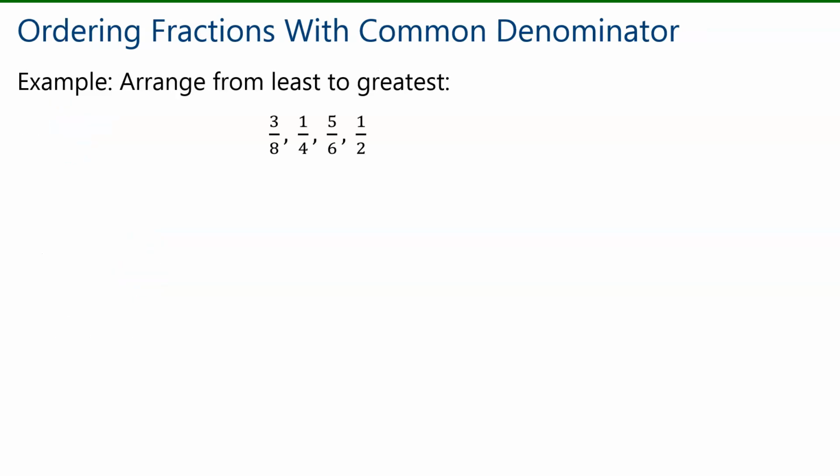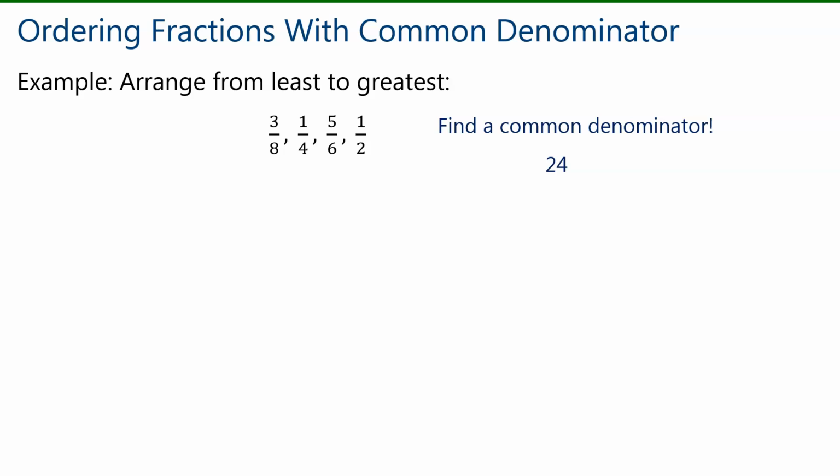Now for this last example, we have to arrange these fractions from least to greatest. So we can make sure that they all have a common numerator or make sure they all have a common denominator. So I'm going to find a common denominator here. So I look at 8, 4, 6, and 2 and ask myself, what number can they all divide into evenly? And that would be 24. 8 can divide into 24. 4 can divide into 24, as well as 6 and 2.